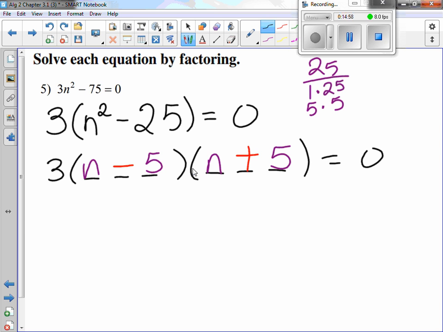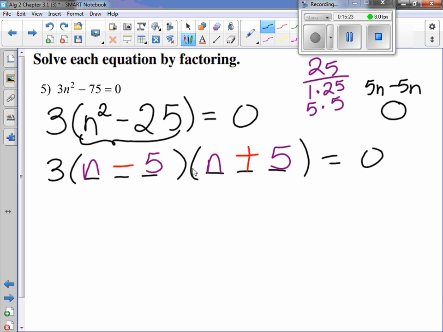n times positive 5 is 5n, yes? Negative 5 times n is negative 5n. What is 5n minus 5n? It's 0, isn't it? So do we have a middle term? No, because they cancel out, yes?